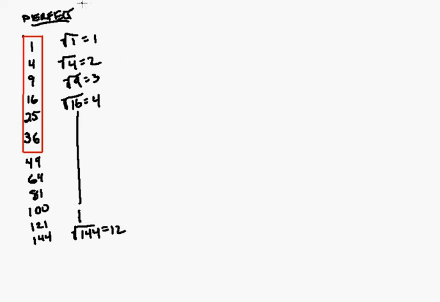So we're going to use this concept of perfect squares and the fact that square roots and squaring cancel each other to simplify square roots. So for instance, if I were to take the square root of 75, now I could break 75 down into a product. I can break that down into 75 times 1. I could break that down into 25 times 3.